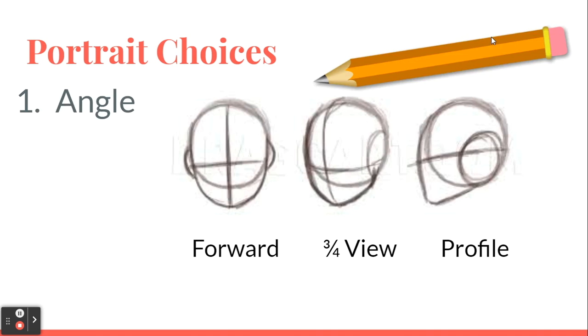So what you're going to do is you're going to choose. You can either write it down or sketch it, but choose forward, 3/4 view, or profile, and make a note of it.